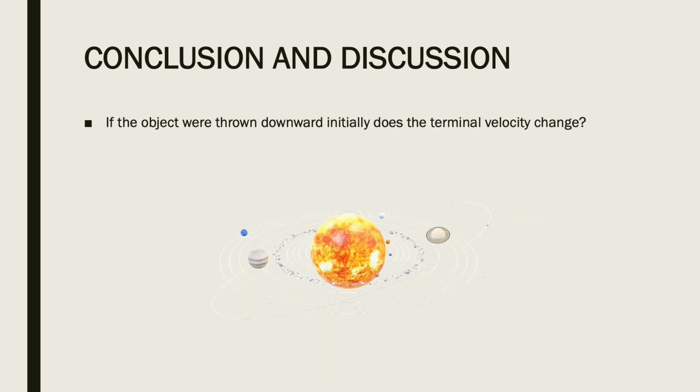Another question that we can ask is that if the object were thrown downward initially, does the terminal velocity change? And the answer to this is no. The terminal velocity is solely based on a relationship between the downward force of gravity and the opposing drag force, and it has nothing to do with the initial velocity. So therefore, if our falling object had an initial velocity and it wasn't at rest, the terminal velocity would still be the same.